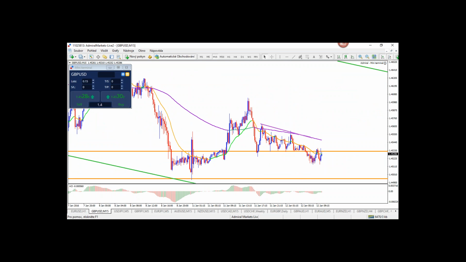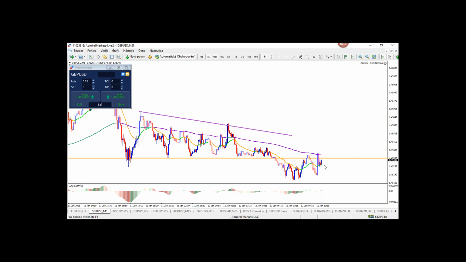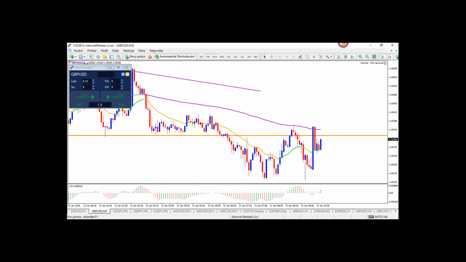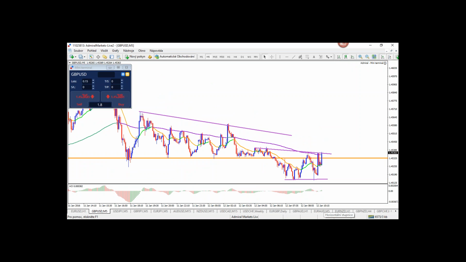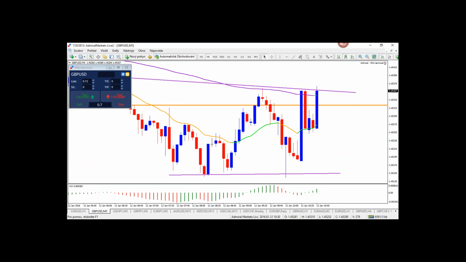Pound dollar, I said pullback. And we got the pullback, but it's stronger than I expected, so I would get out. If anyone did take the pullback, I would get out for break even or minus 1 pip, whatever. This does not look that great to me. It's just a sideways zone, knocking on resistance, and it looks pretty momentum. I mean, this bar looks like a pretty good momentum bar. It would be enough for me to be cautious with the downside here.